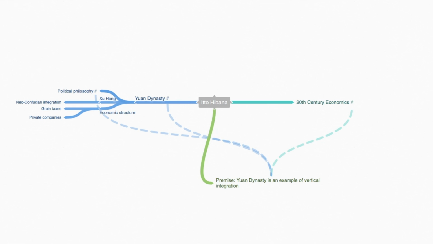Now, finally, Itto Hibana has been resolved. We see here a complete picture of the Yuan dynasty as a political establishment that operated in the 13th century under ideas of vertical integration. Esoterically, the Yuan dynasty acted as a subunit of the Mongol Empire, conquering China and adopting many of the previous dynasty's practices.